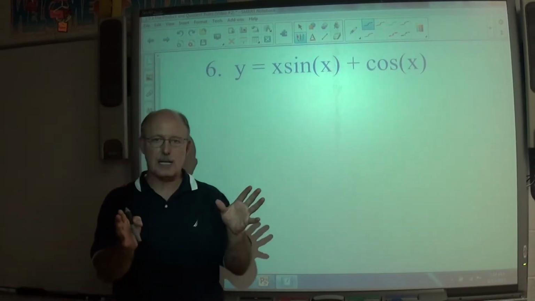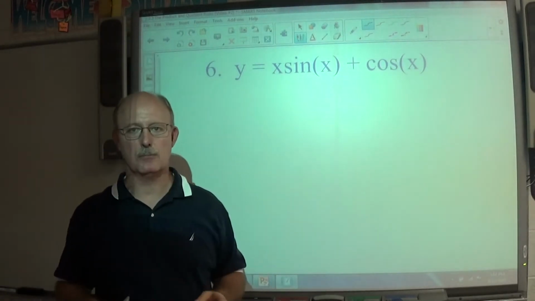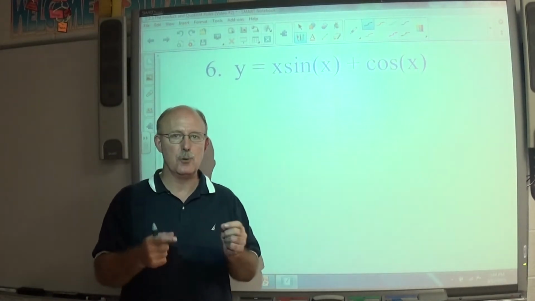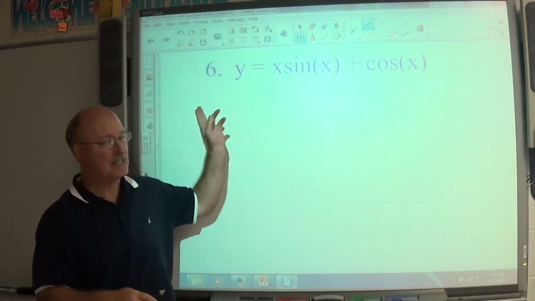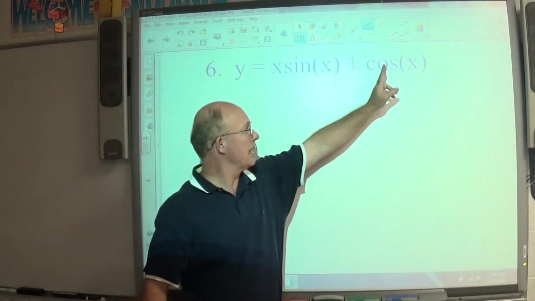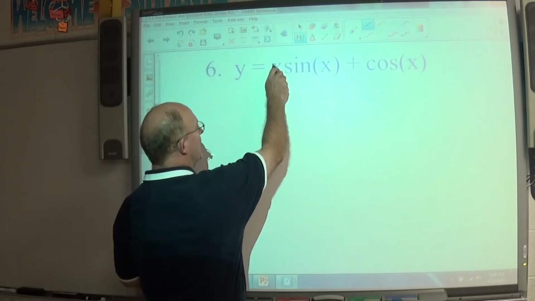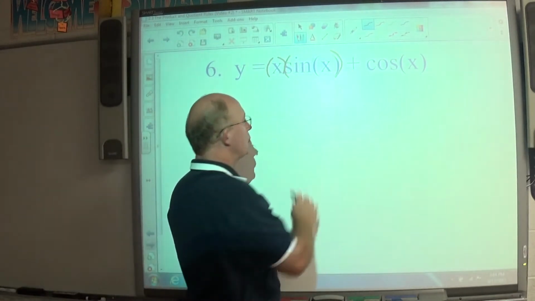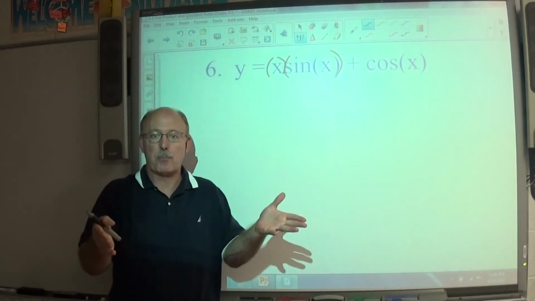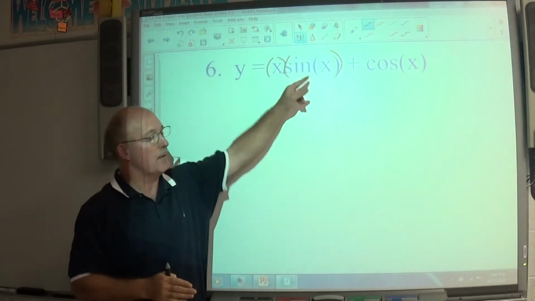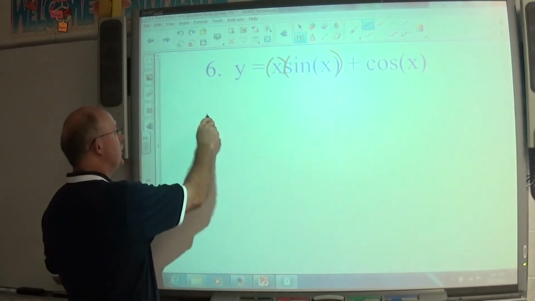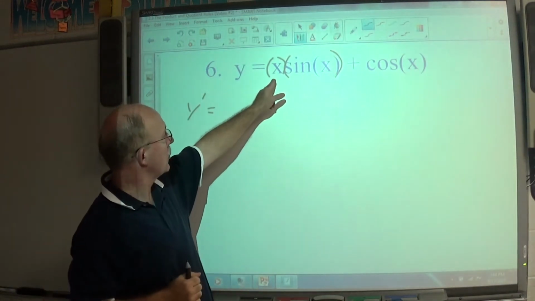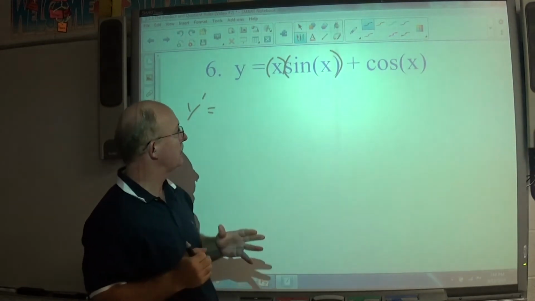Now a lot of students, when they see number 6, won't see the multiplication. If you're not watching for it, this type of problem is easy to miss, but you're going to have to use the product rule to take the derivative of this function. Now cosine x is okay, but when you look at x sine x, x is your linear function times a trig function. So we're going to have to use the product rule to take the derivative of x sine x. So let's see what we get. Okay, now the first function is x, the second function is sine x.